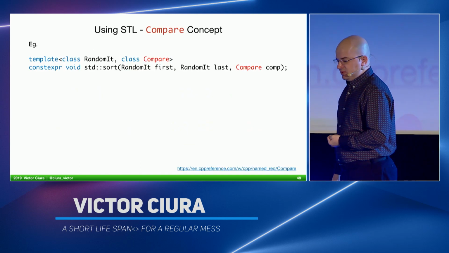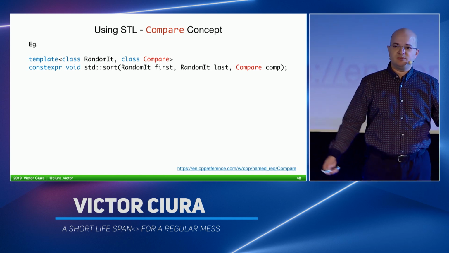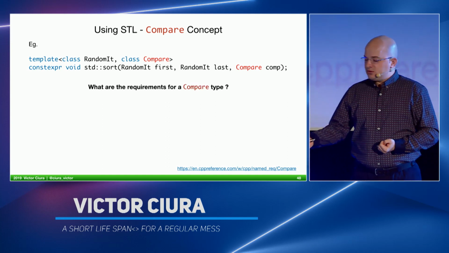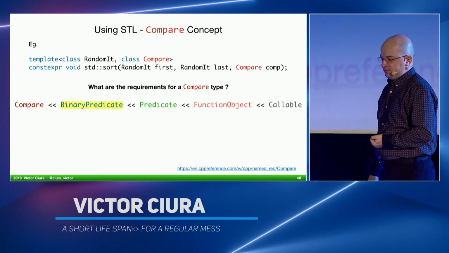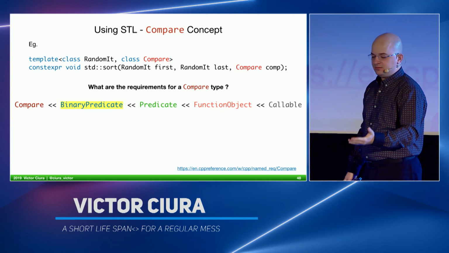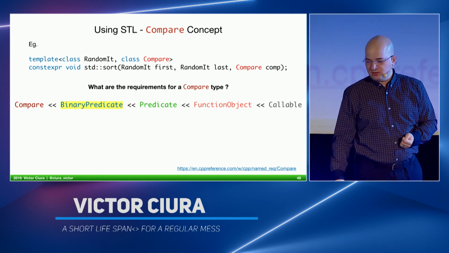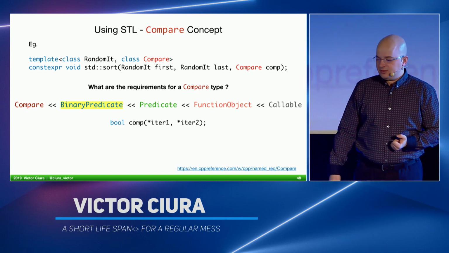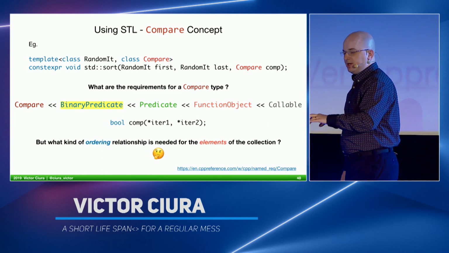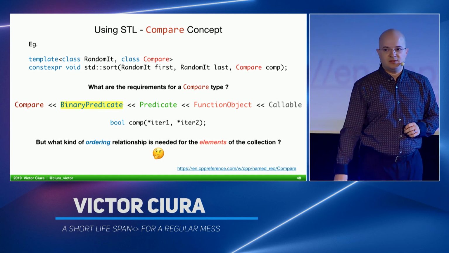Let's pick on one example, the compare concept, and I'm going to pick the sort algorithm because it's the most frequently used, I think. What are the requirements of the compare type? So the compare is basically a function object that is a predicate because it returns a Boolean value, and it's a binary predicate because it takes 2 parameters. Pretty simple. It should look like that. But what kind of ordering relation is needed for elements of the collection in order for this kind of predicate to work with the sort algorithm?